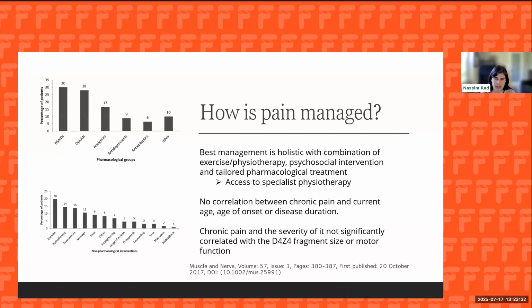So how is pain managed? Rehab physicians also work on pain management. Sometimes we actually send you to another rehab physician known as a pain specialist.